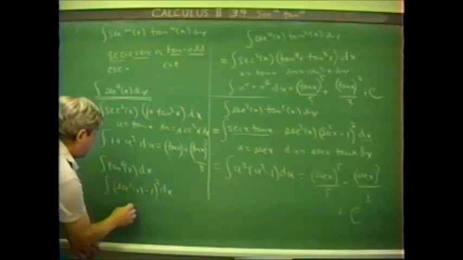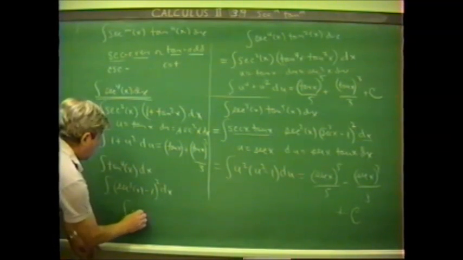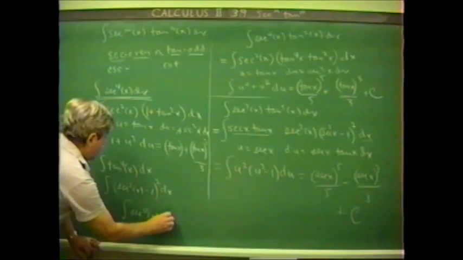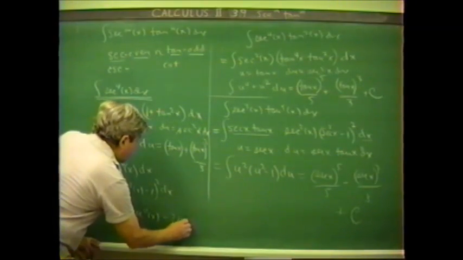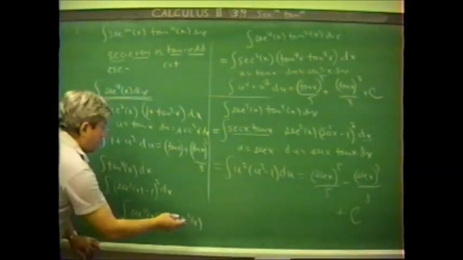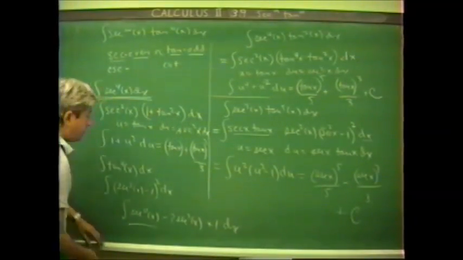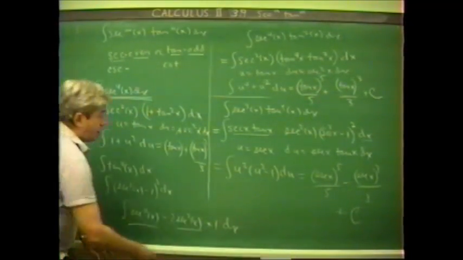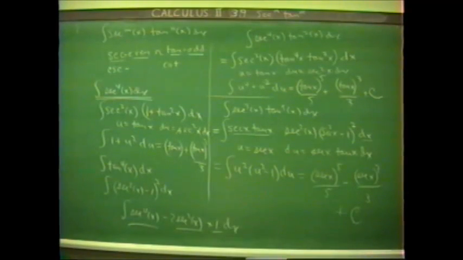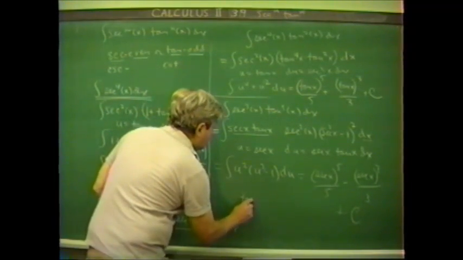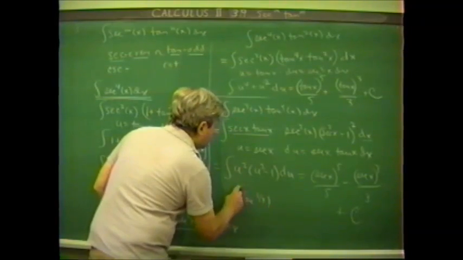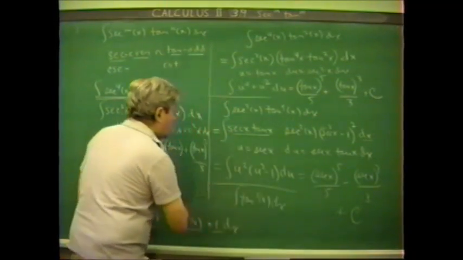We're going to end up with secant to the fourth of x minus 2 secant squared of x plus 1. This is clear here. We just did secant to the fourth, no problem with that. The antiderivative of secant squared is tangent, and we can do the 1 here like so. Tangent to the fifth, same situation. For tangent to the fifth of x, right?